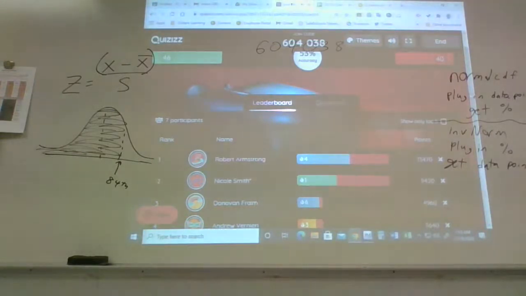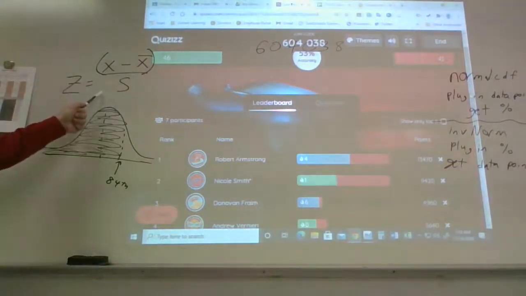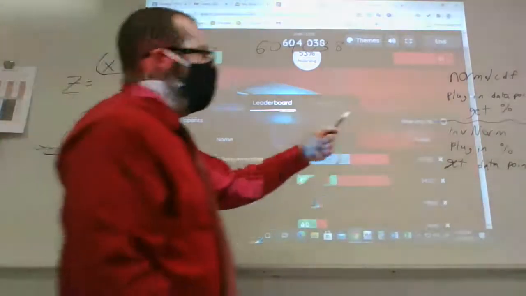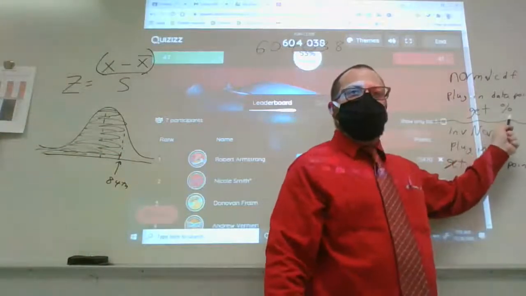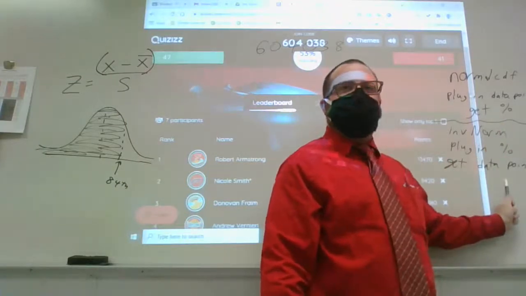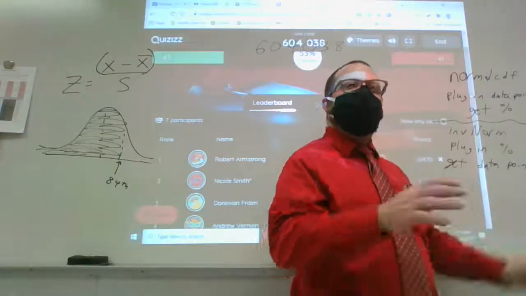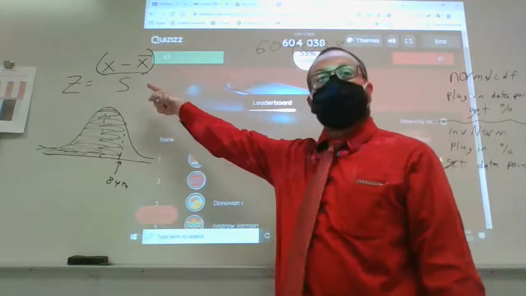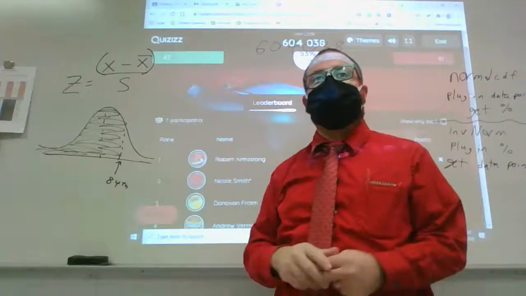Okay, what you need for that question is this. Yes, because again, I want to point something out. Normal CDF is when you've got to get the percentage back. Inverse norm is typically when you want to get the data point back. But if you ever have to calculate a z-score, that's usually the way you want to go.